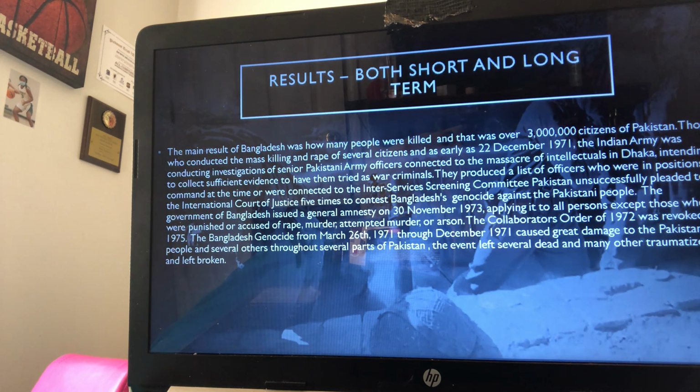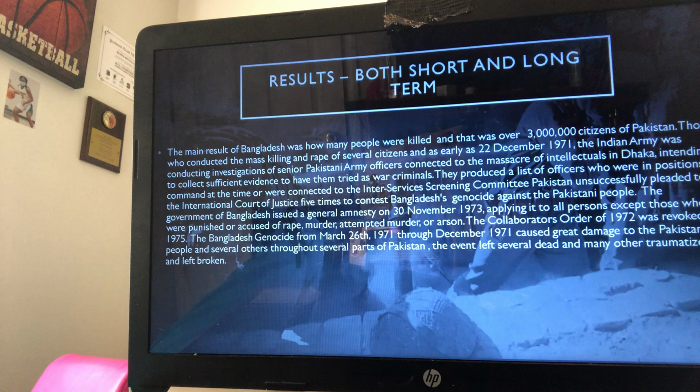They produced a list of officers who were in positions of command at the same time or were connected to the Inter Services Screening Committee. Pakistan unsuccessfully pleaded to the International Court of Justice 5 times to contest the genocide claims. The government of Bangladesh issued a general amnesty on the 30th of November 1973, applying it to all persons except those who were punished or accused of rape, murder, attempted murder, or arson. The Legislature's order of 1972 was revoked in 1975.